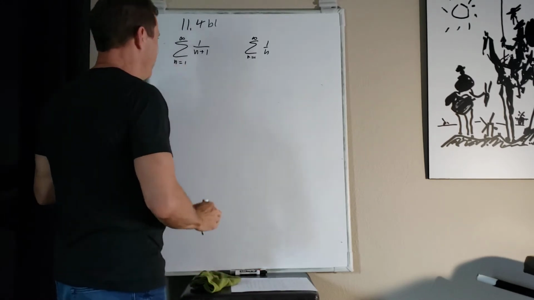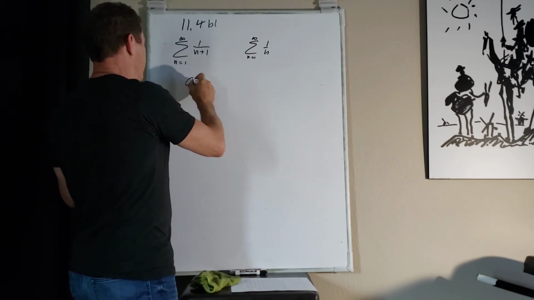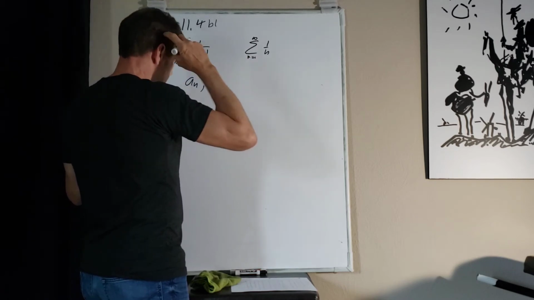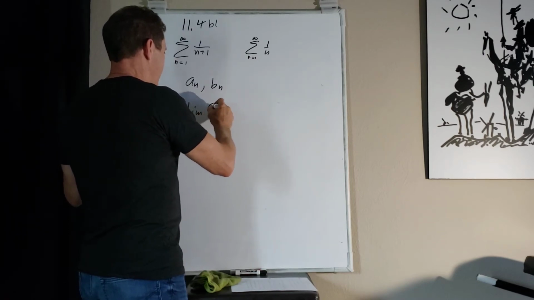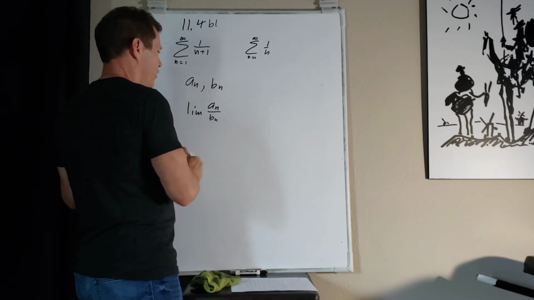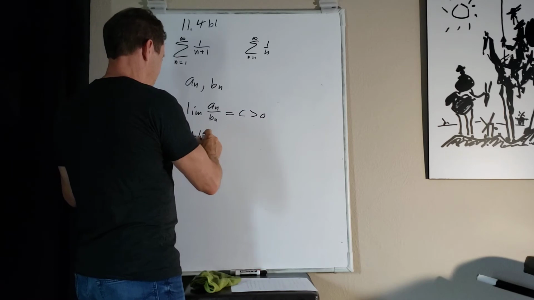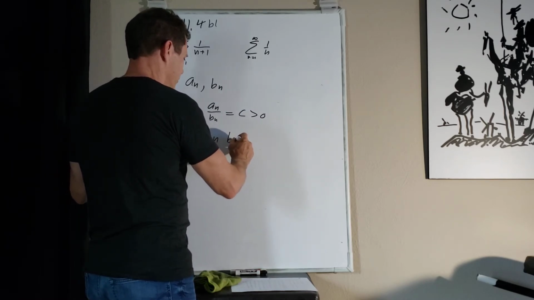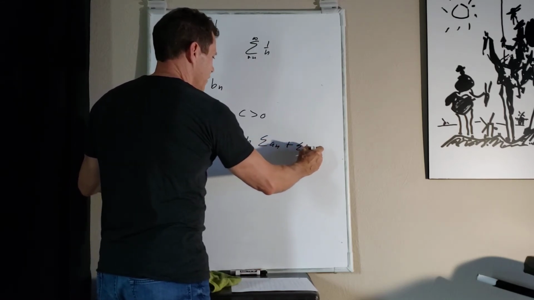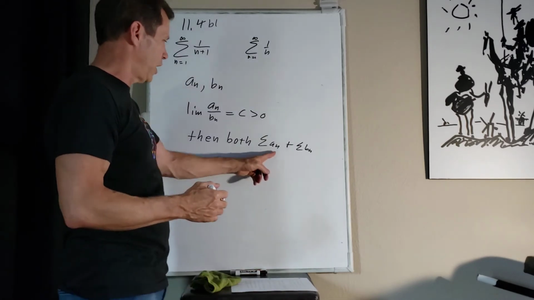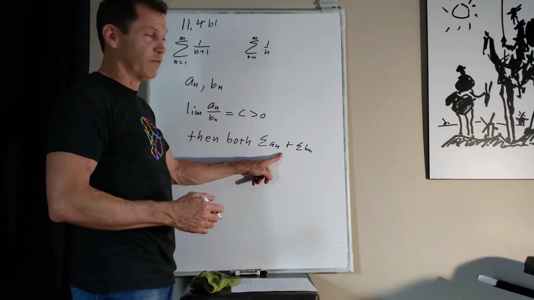Now, there's another test called the limit comparison test. Read your book, which says if you have two positive sequences, an and bn, and if the limit of an over bn, or you could put bn over an, doesn't matter, goes to some number c that's bigger than 0, then both the summation of an and the summation of bn do the same thing. So if this one blows up, then that one blows up, or if that one blows up, this one blows up. If this converges, that one converges. If that one converges, this one converges.